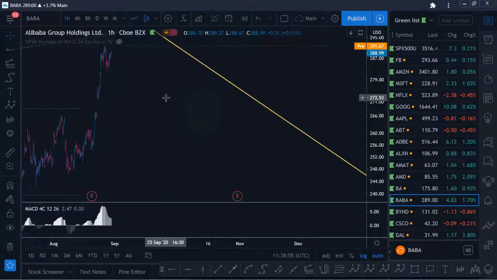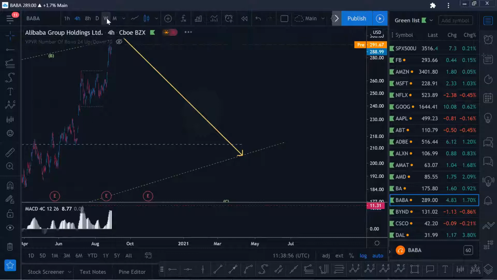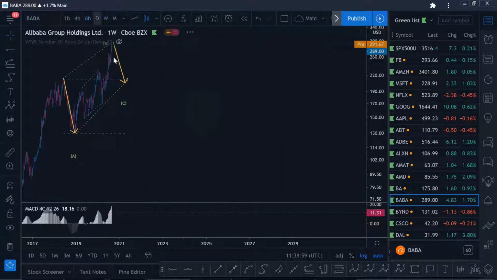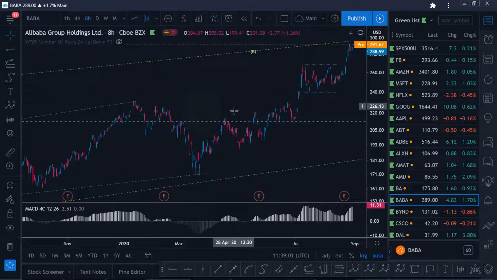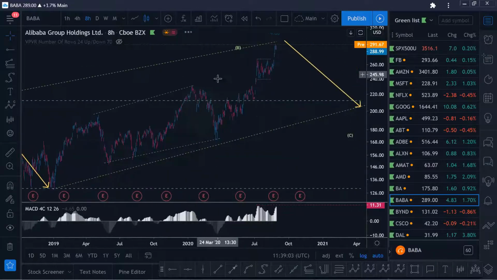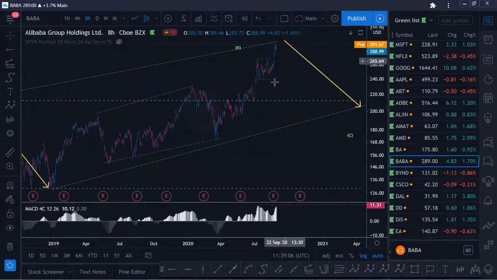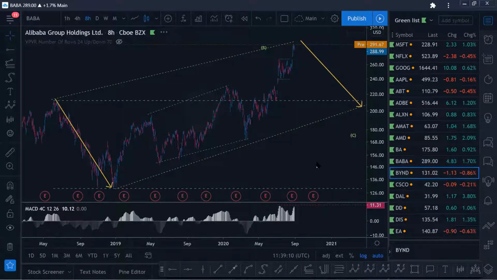But really, you want to take note of this wider, higher degree structure, that there is a little bit of a downside to come moving forward potentially. Again, another one that matches that S&P pullback moving forward.